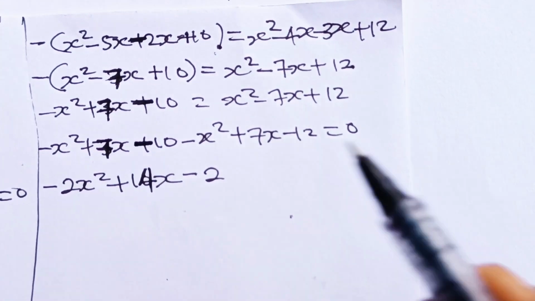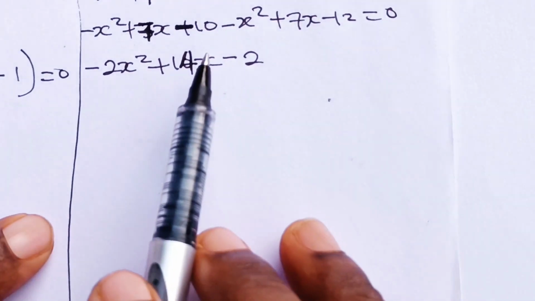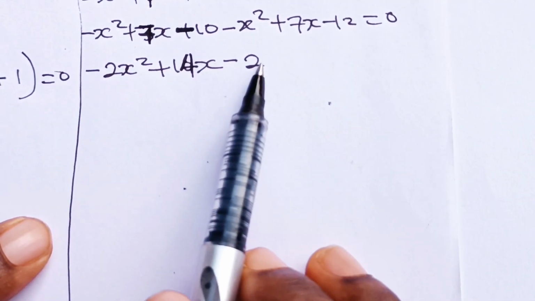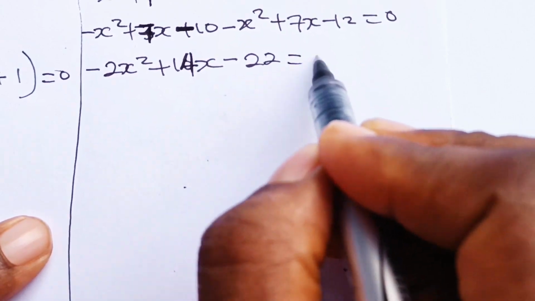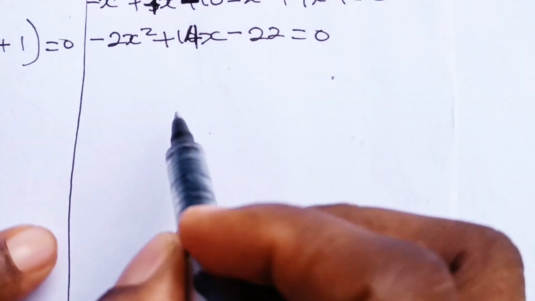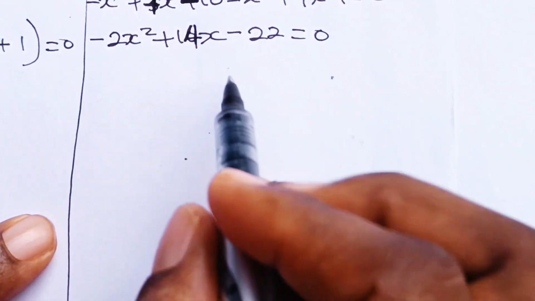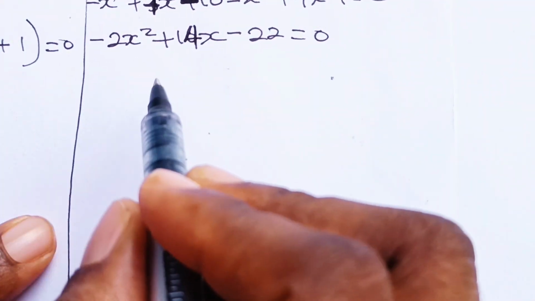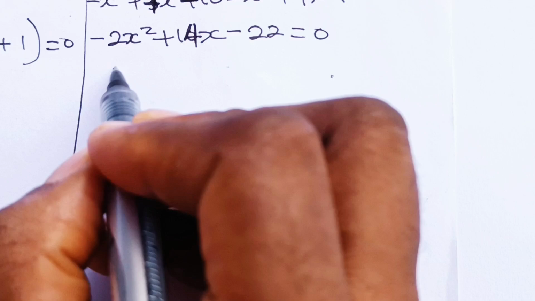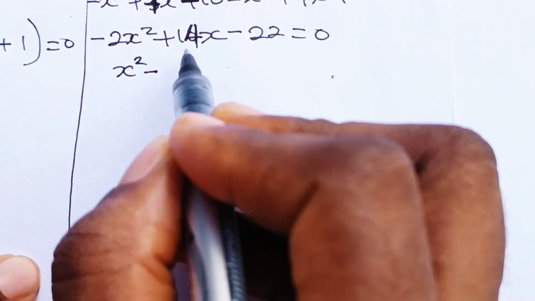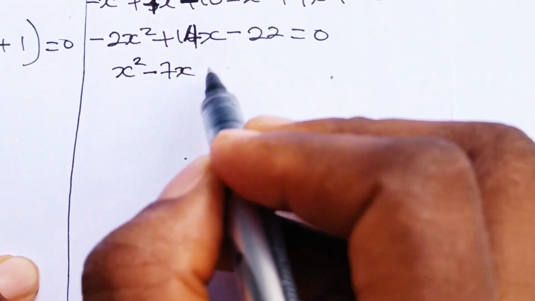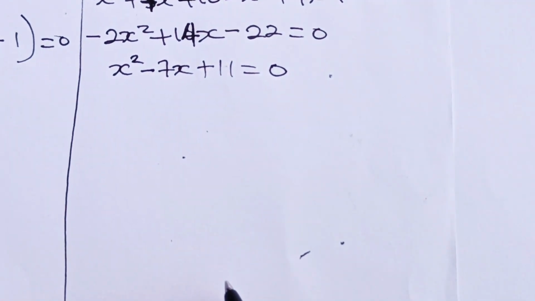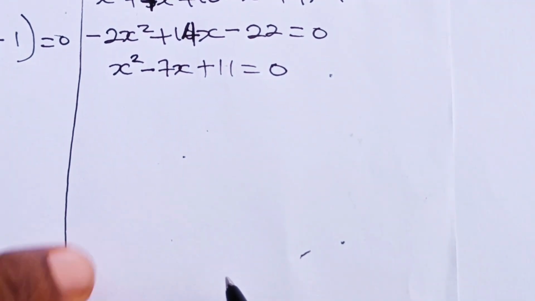Okay, so when we now solve, we can see that minus 10 minus 12 will give us minus 22 instead here, and this is equal to 0. Now let's divide through by minus 2 in order to remove this minus sign here. So if I divide everything by minus 2, I'm going to have x squared minus 7x plus 11 is equal to 0, right? I want to be sure it is correct. I don't want to make another mistake.